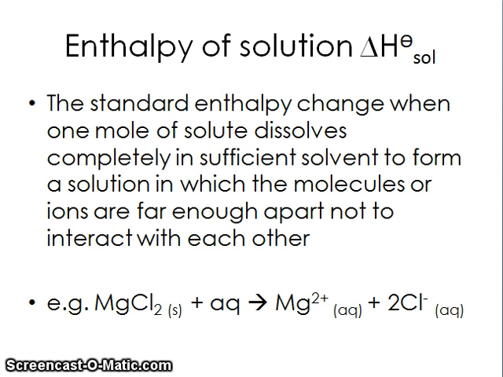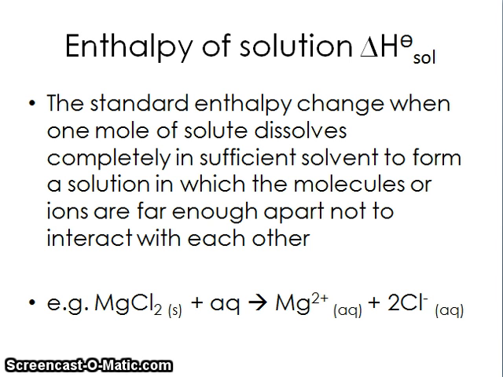Lastly, we have the enthalpy of solution, which is again delta H theta and then SOL. This is the standard enthalpy change when 1 mole of solute dissolves completely in sufficient solvent to form a solution in which the molecules or ions are far enough apart not to interact with each other. So you're starting with an ionic solid, in this case, and you're adding it to water, and it's becoming completely dissolved. Again, we've got this funny AQ on the left-hand side of the equation because we can't put water there because then we wouldn't have it on the right-hand side. So we've got MgCl2 as a solid plus AQ goes to Mg2 plus aqueous plus 2Cl minus aqueous.